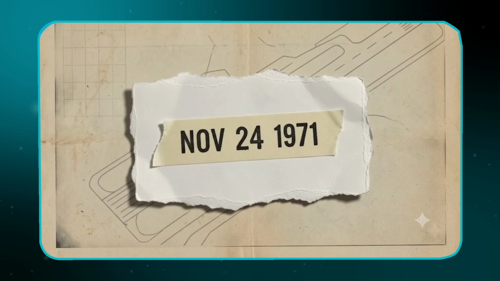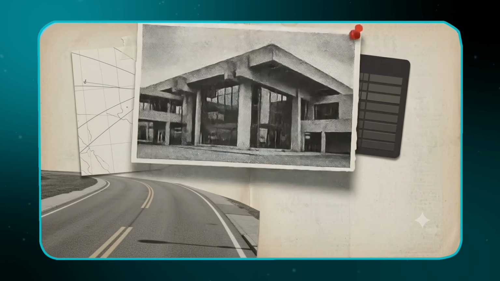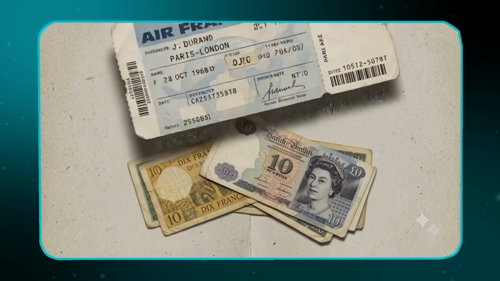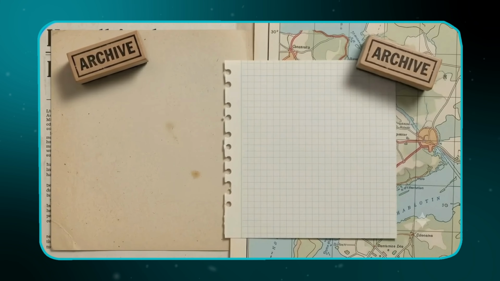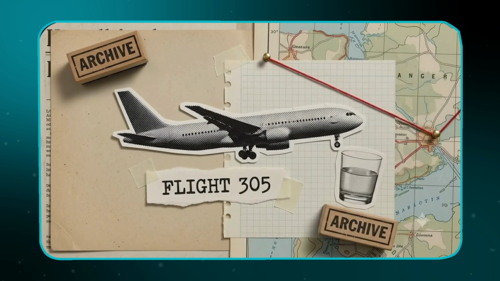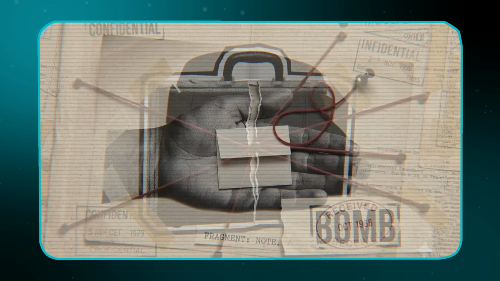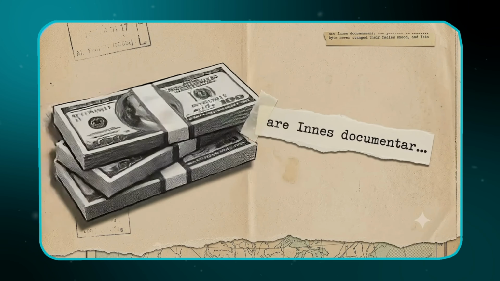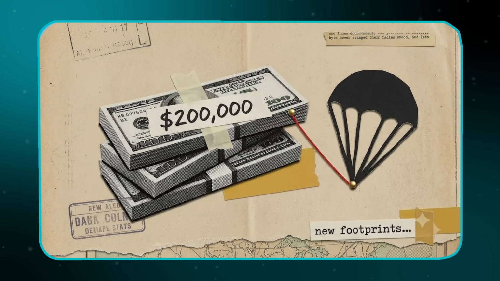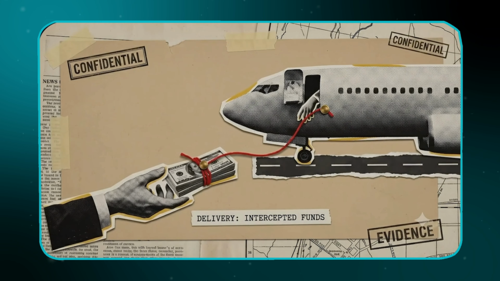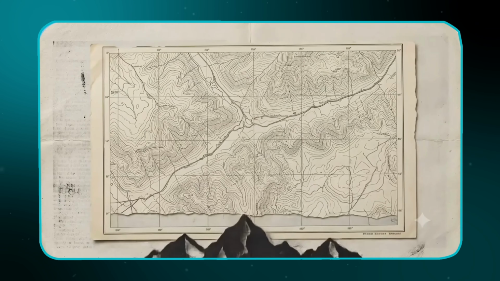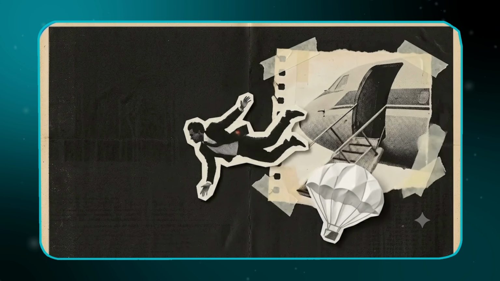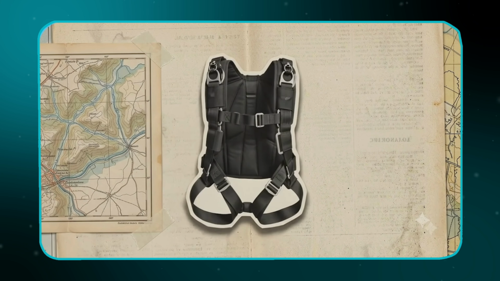November 24th, 1971. Portland International Airport. A man calling himself Dan Cooper buys a one-way ticket in cash. He boards flight 305, orders bourbon, and hands the stewardess a note. Inside his briefcase, he claims, is a bomb. He demands $200,000 and 4 parachutes. The plane lands, the money arrives, hostages go free. Somewhere over the Cascade Mountains in the freezing dark, Cooper opens the rear stairs and jumps. The parachute has never been found.